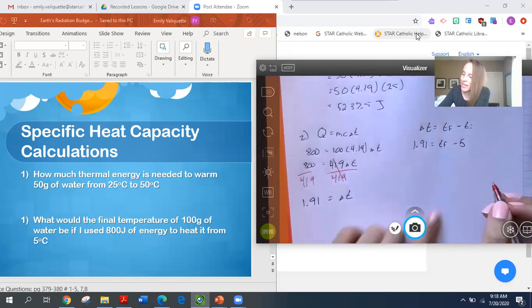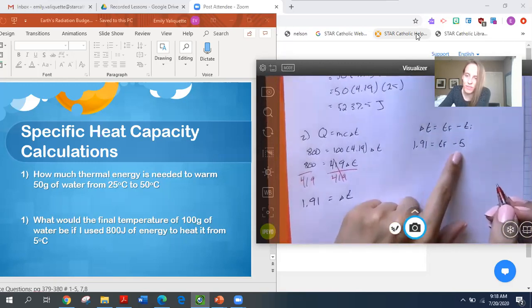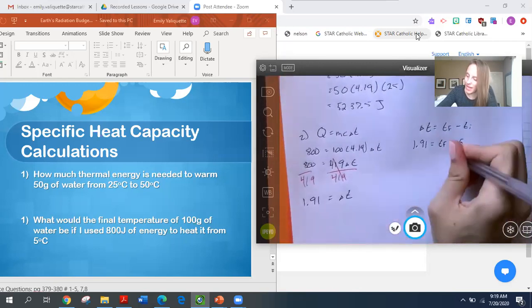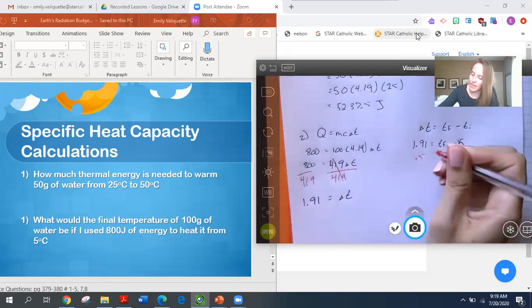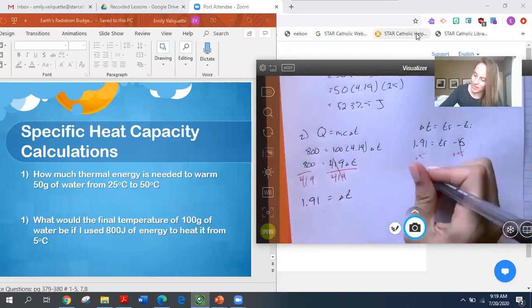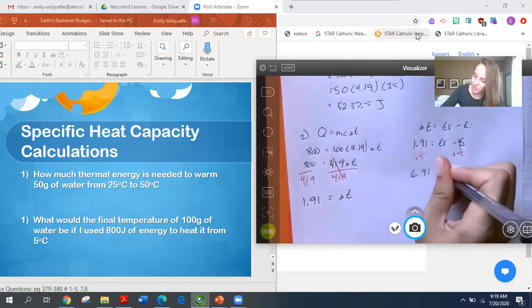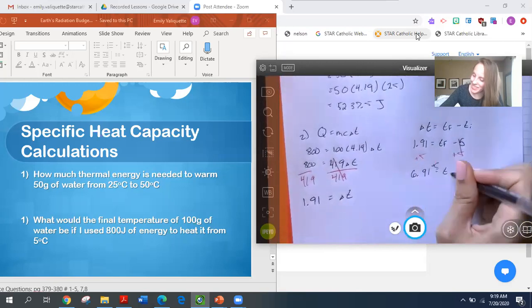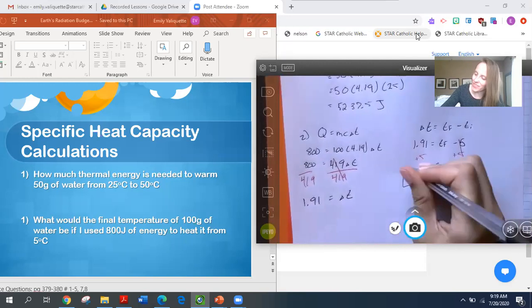And then in order to isolate the TF, I just have to move the 5 to the other side because right now it is a minus 5. I will add 5. And we will get 6.91 degrees Celsius as our final temperature.